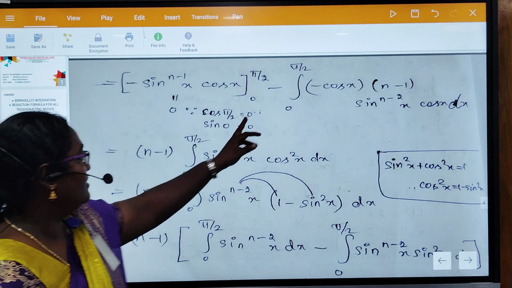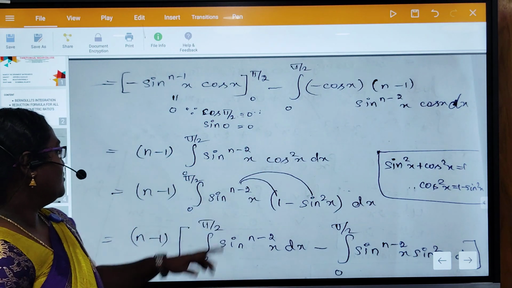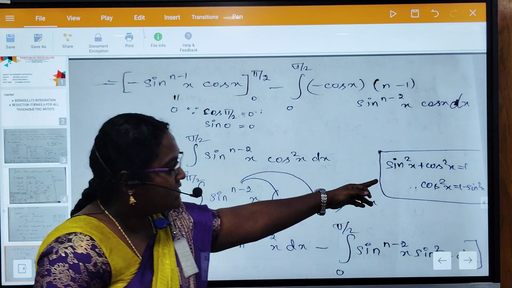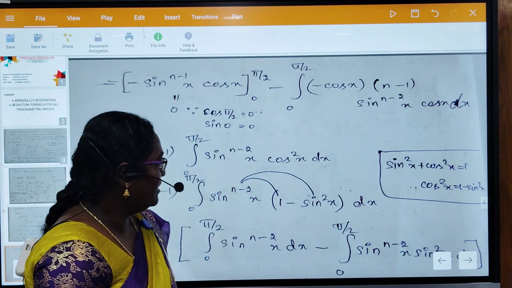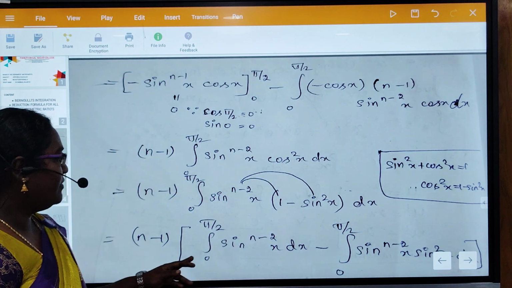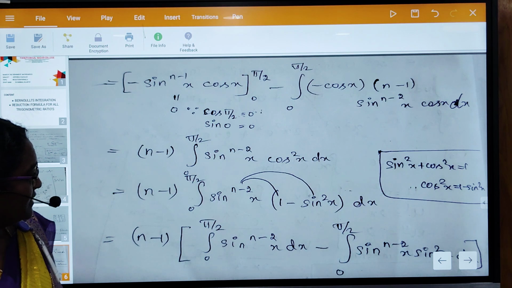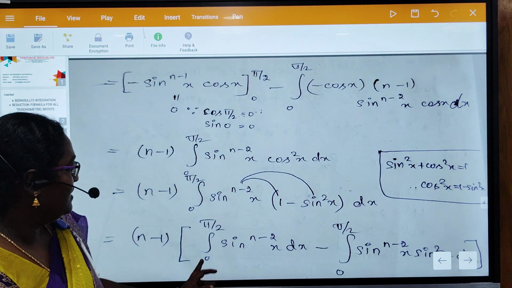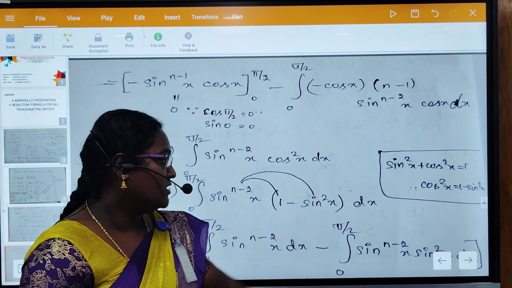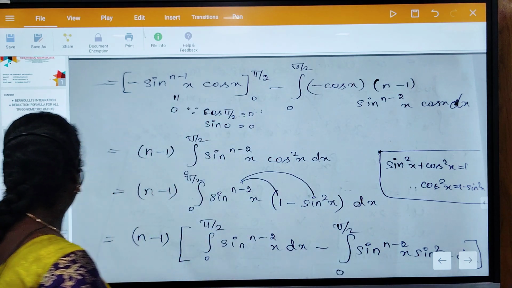So here this negative and negative becomes positive, and n minus 1 we can take it outside. So we are having this. Now using the basic trigonometric formula, sin square x plus cos square x is equal to 1, for cos square x we can substitute 1 minus sin square x. So we are substituting 1 minus sin square x, and we are taking this sin power n minus 2 inside the bracket. So we will be having this. So here sin power n minus 2x dx minus sin power n minus 2 into sin square x. If the base is same, we can add the powers. So that only we are going to do on the next.